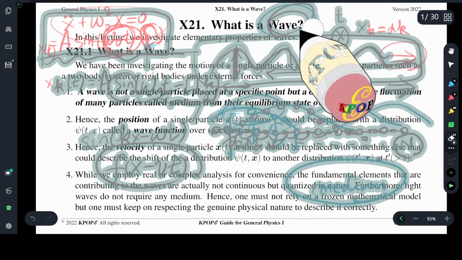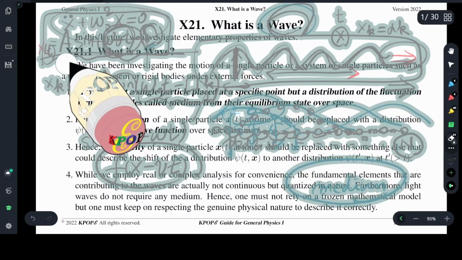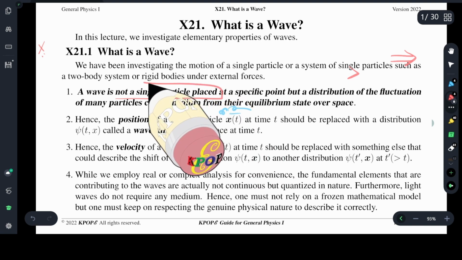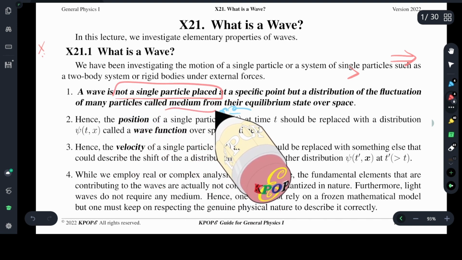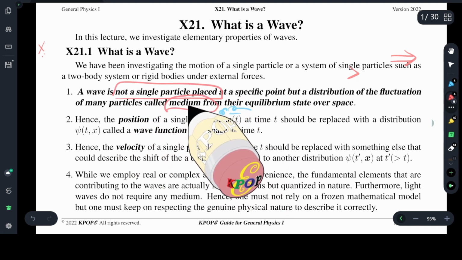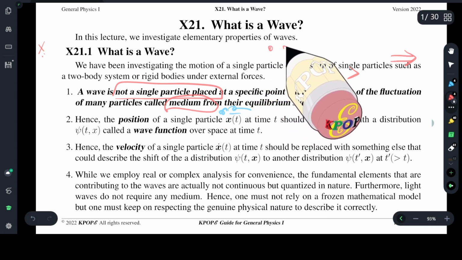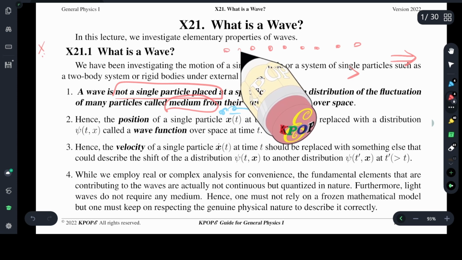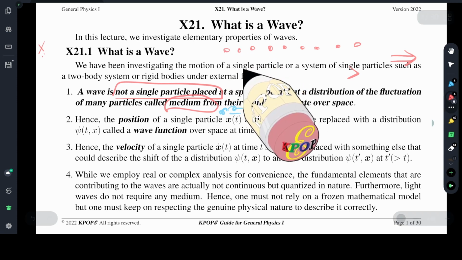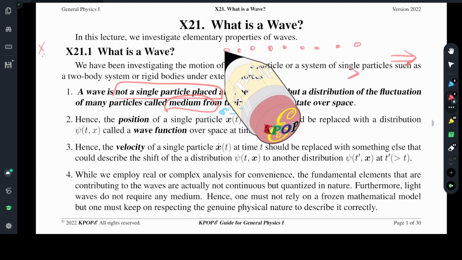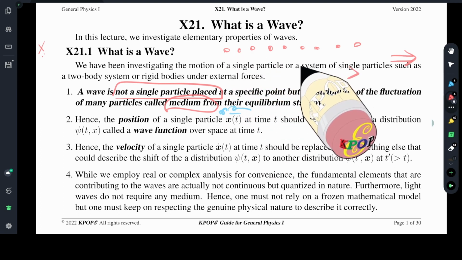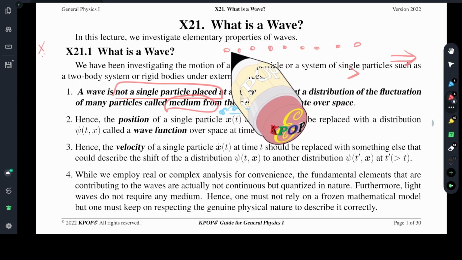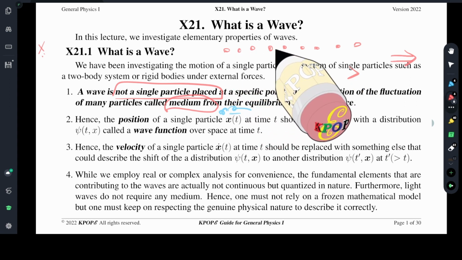So anyway, a wave is not a particle. It's not a single particle. It's a fluctuation of a medium, and the elements of the medium oscillate. For example, water, air that transmits sound, or a vibrating string that generates sound. They are collections of oscillators.